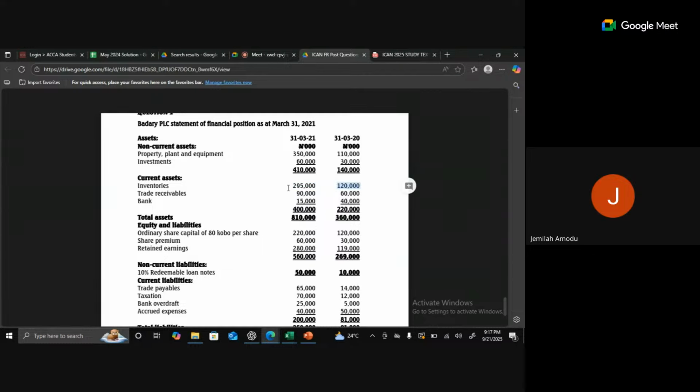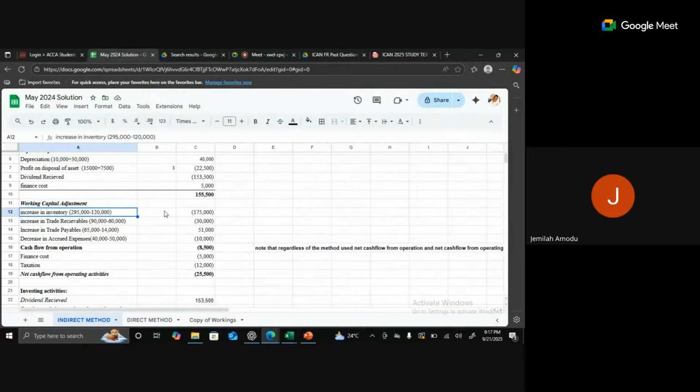120. What's the inventory at the end? 295. Did it increase or decrease? It's increased. And if it's increased, what are we doing? We are lessing. Why? Because we bought more inventory. And buying more inventory means that money has actually flowed, right? So that is why we're just taking the difference. That difference is showing us the actual cash that was paid out within that period.